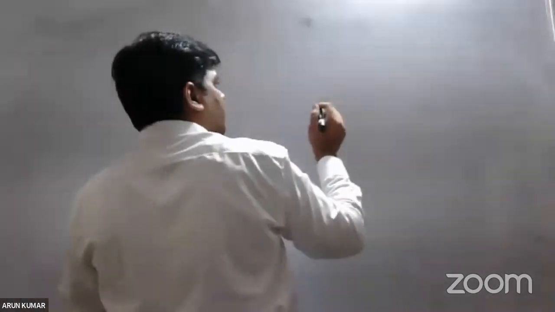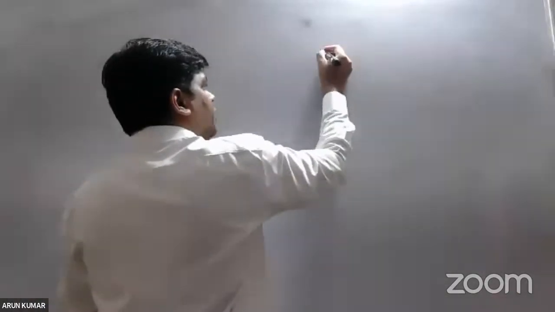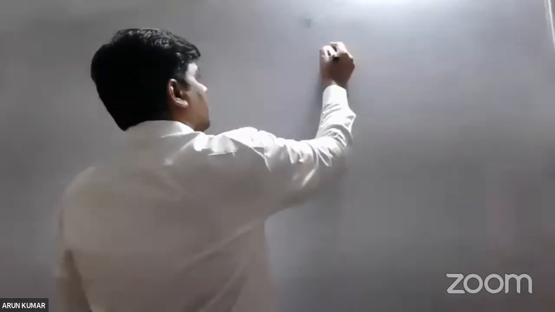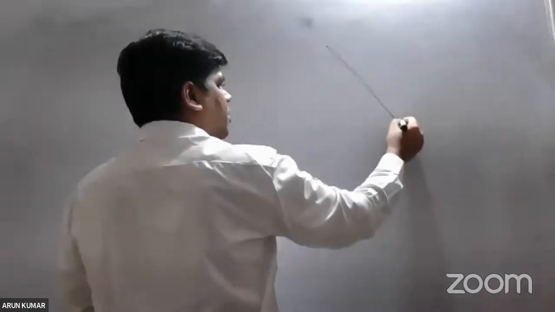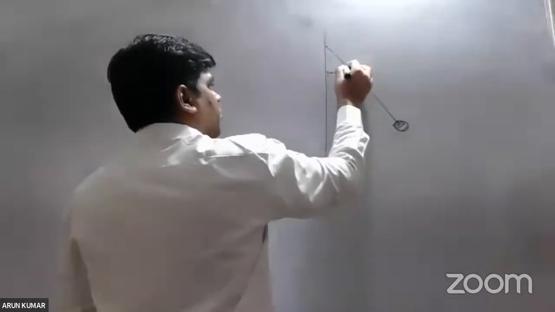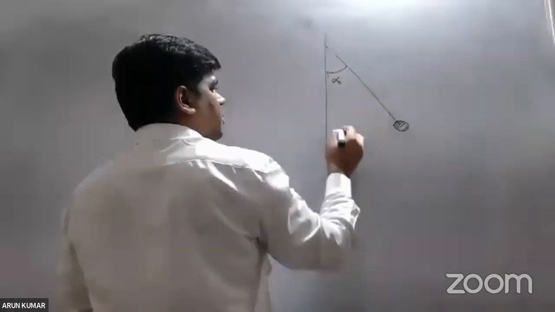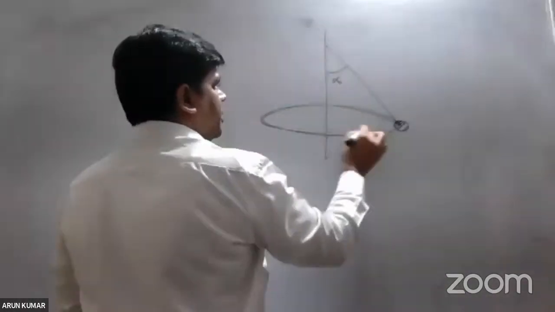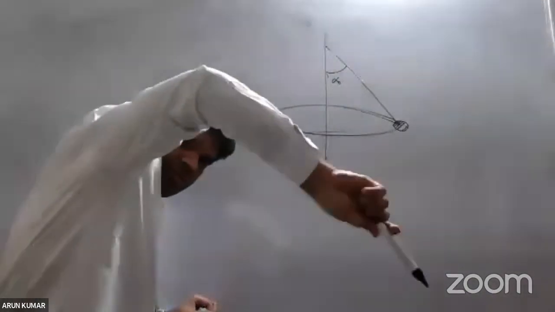Now let's say there is a pendulum which is called a conical pendulum. In a conical pendulum, there's a bob which makes an angle alpha, let's say, and rotates in a circle like this. All right.